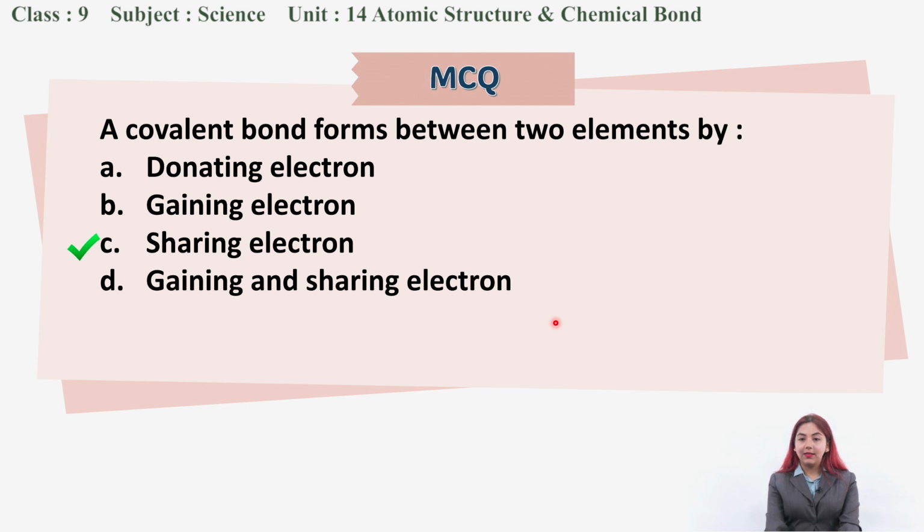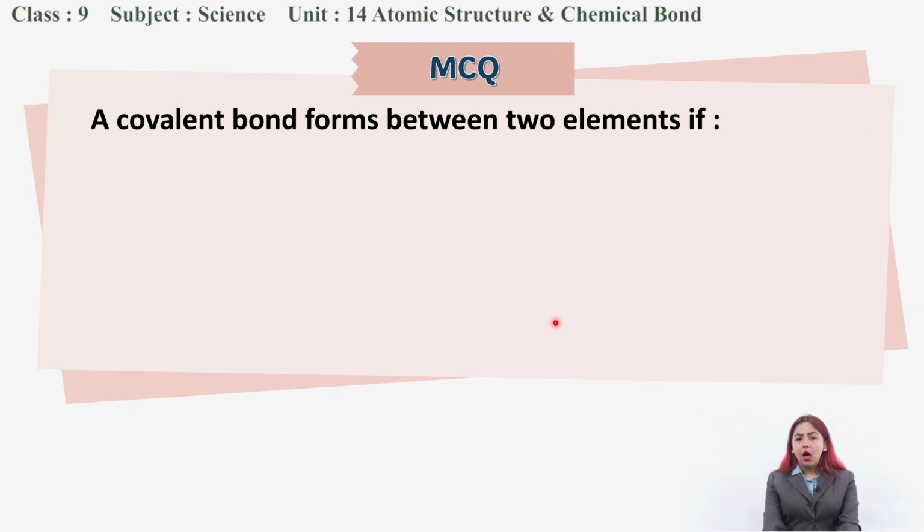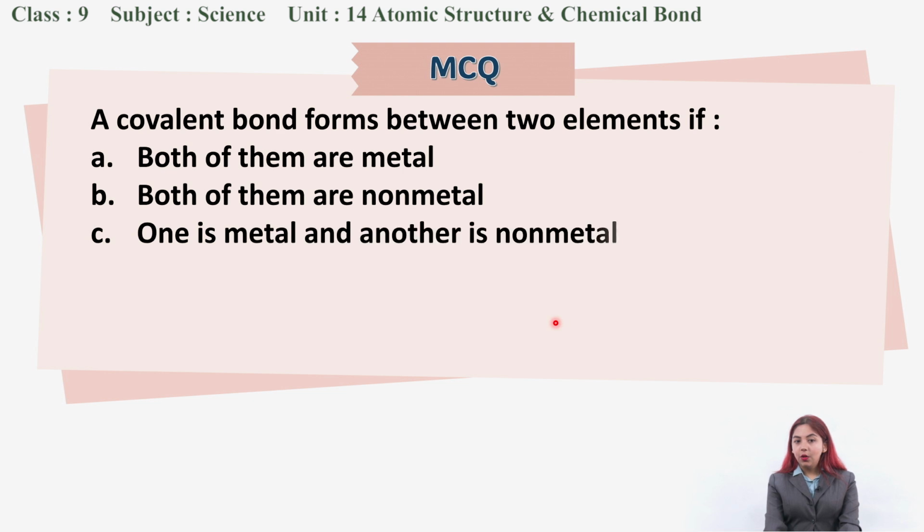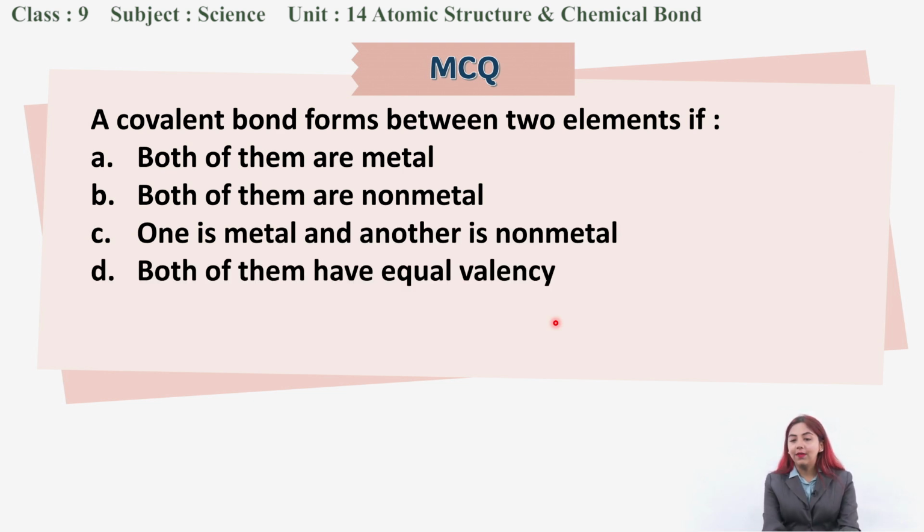Now let us answer another question. A covalent bond forms between two elements if both of them are metal, both of them are non-metal, one of them is metal and one of them is non-metal, or both of them have equal valency. So which is correct? Yes, option B is correct, because I mentioned in the properties of covalent compounds that a covalent bond is usually formed between two non-metals.